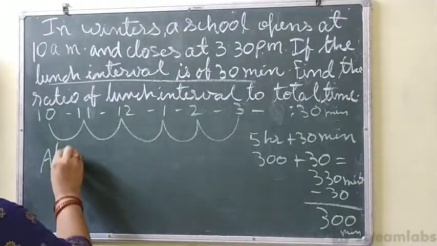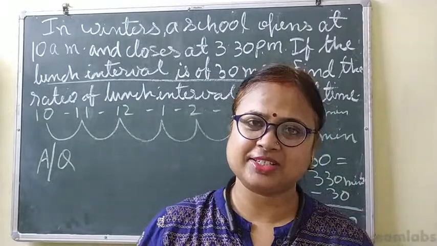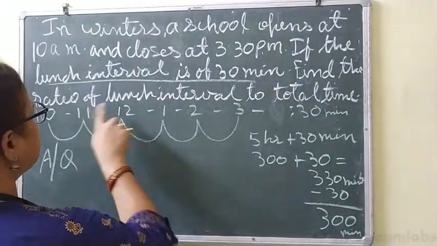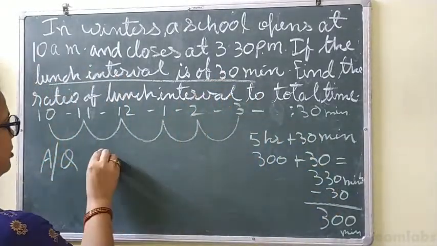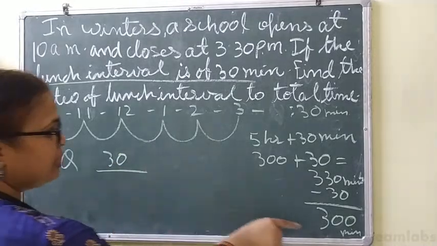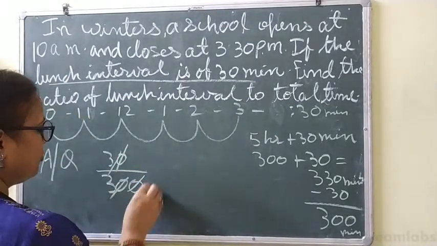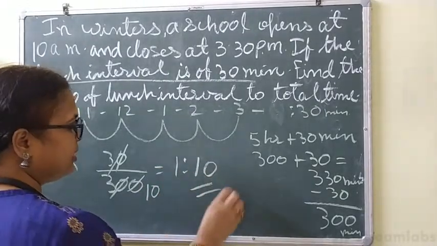Again, instead of writing the long statement, we can write according to the question. It's very easy. Find the ratio of lunch interval, so first we write the lunch interval, which is 30 minutes. So 30 by total time, which is 300. So the ratio will be 1 is to 10. Answer.